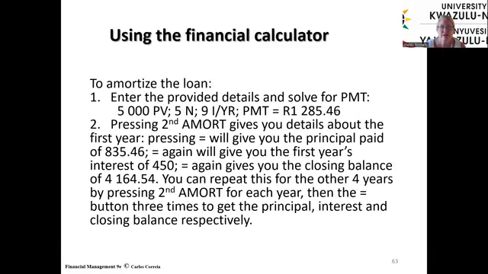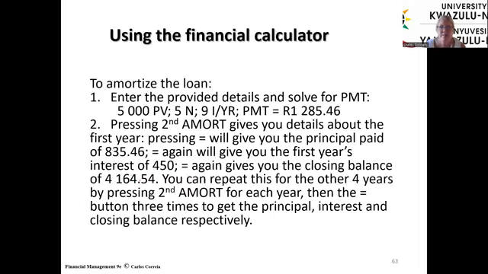We leave that in our calculator. Then you press second amort, and I'll show you where you find that. And that's going to give you details about the first year. The first time you press equals, after that, will give you the principal paid in the first year. Press equals again, it'll give you the first year's interest that you pay. Press equals again, and it'll give you the closing balance of that amount at the end of year one.